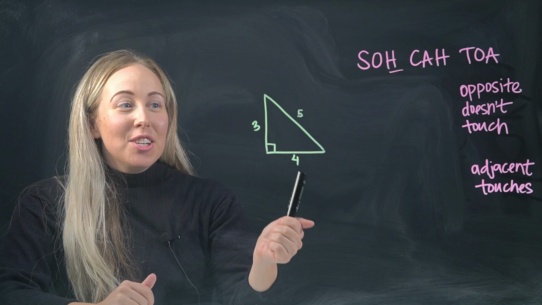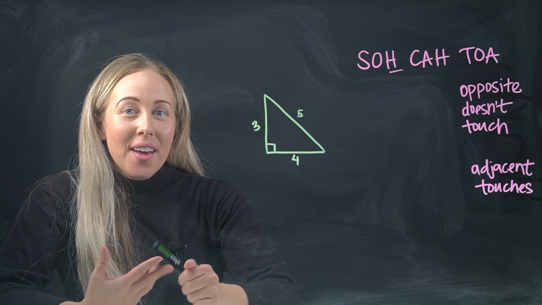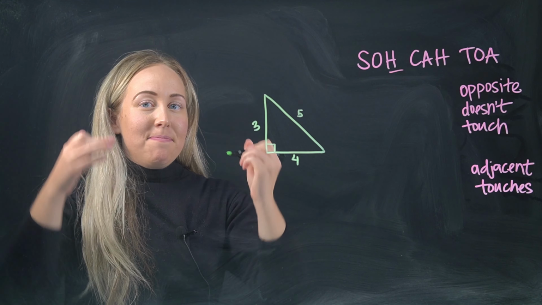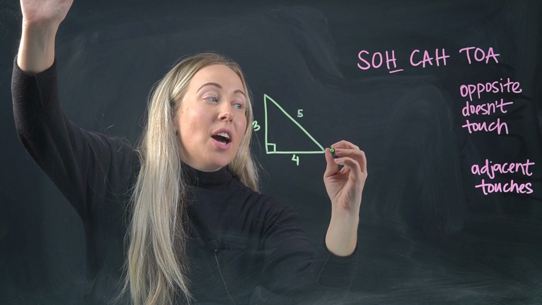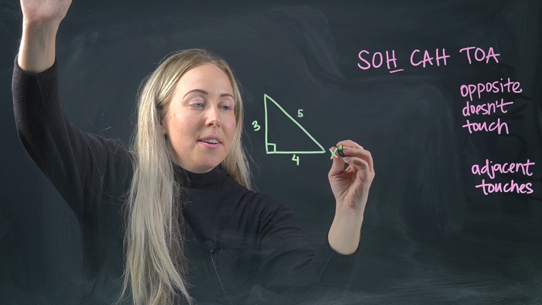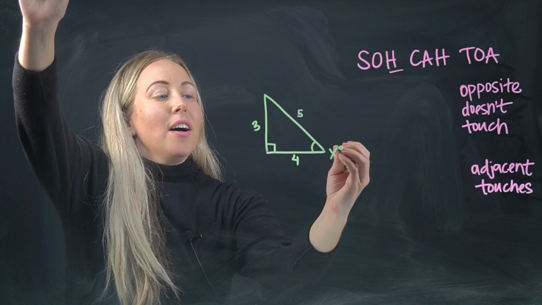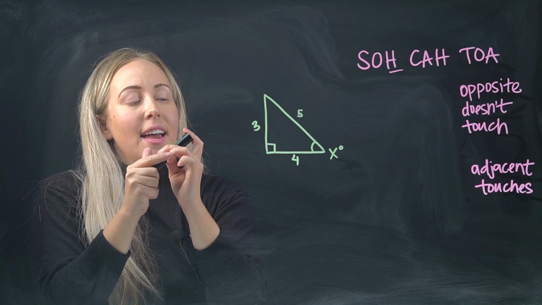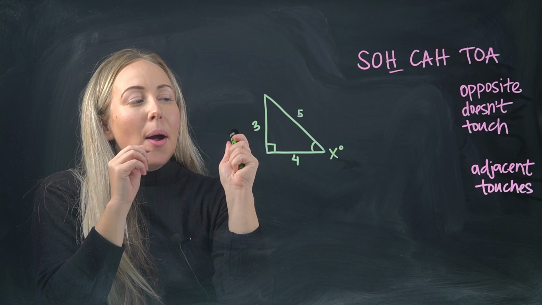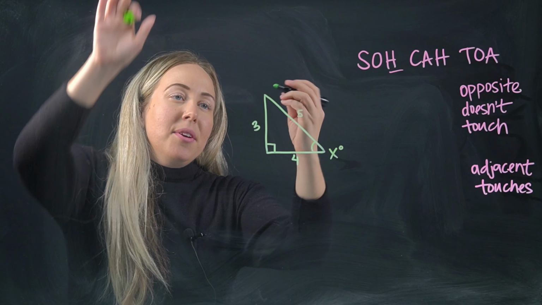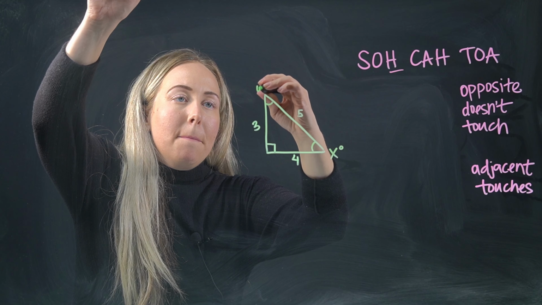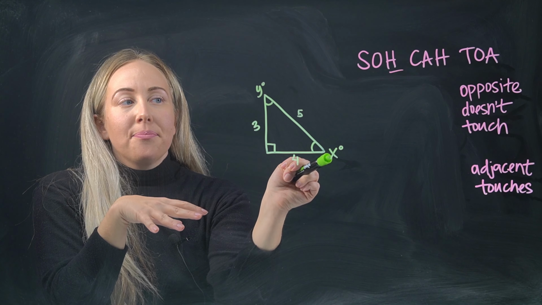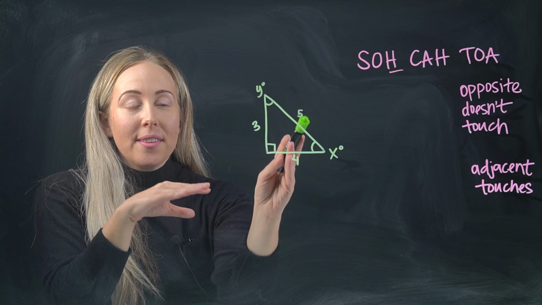So the first thing you need to know in order to find the sine, cosine, or tangent of an angle is whether a side is the opposite side or the adjacent side. Let's say we're looking at angle X. This is X degrees, right? And let's say we have up here angle Y.